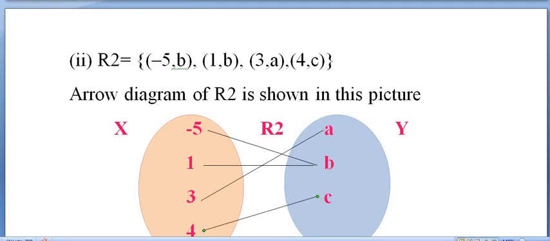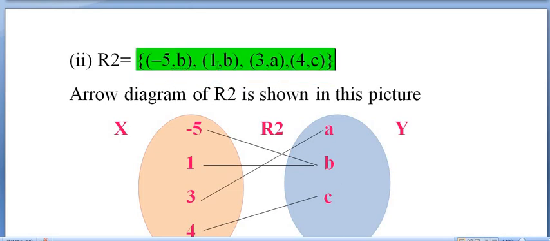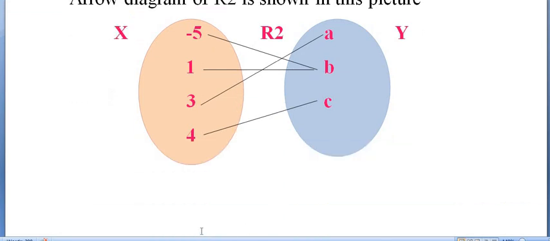So you can see very clearly. These are the pairs I have joined: minus 5 comma B, 1 comma B, 3 comma A, 4 comma C. So see, all elements in X have the image, right? Each one has one image. But here B has 2 images. So that is no problem. But we have to see whether all elements of X have the image and each one must have one image. So what is the answer?